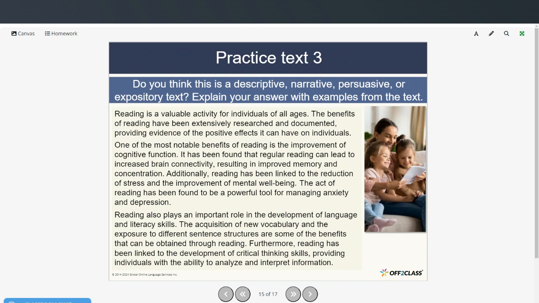All right, we have a third practice text. Again, we'll read through this and you'll decide which type of writing that it is.